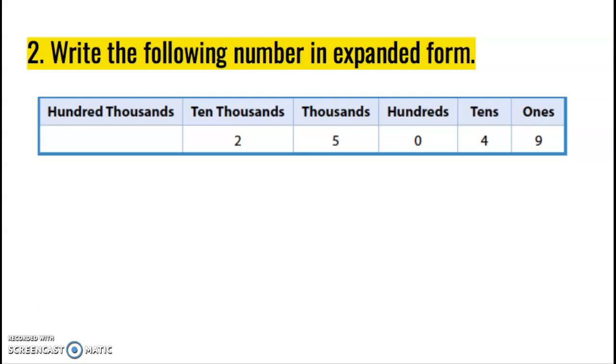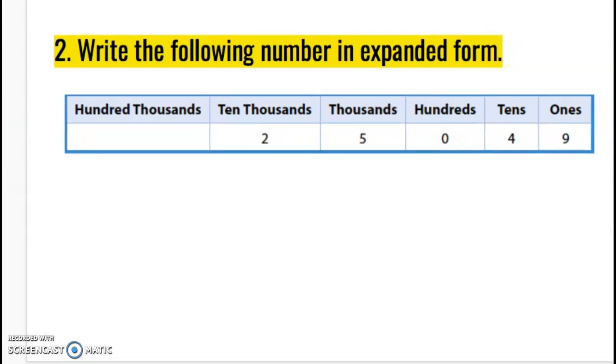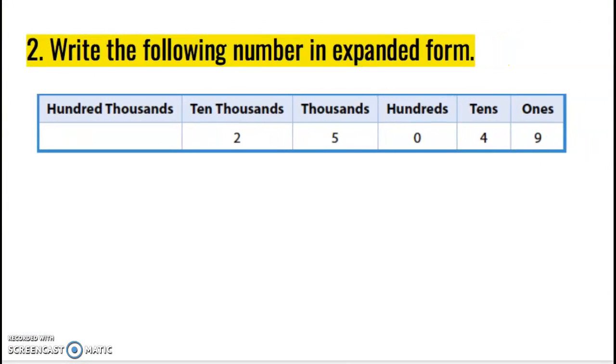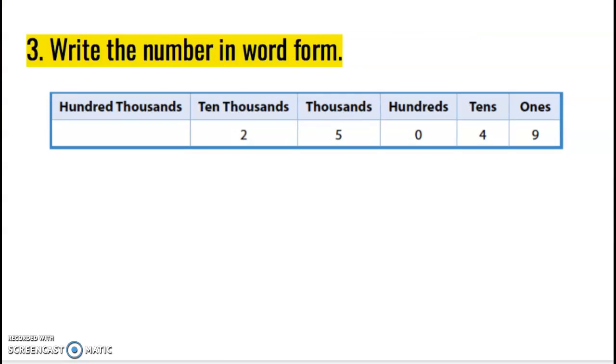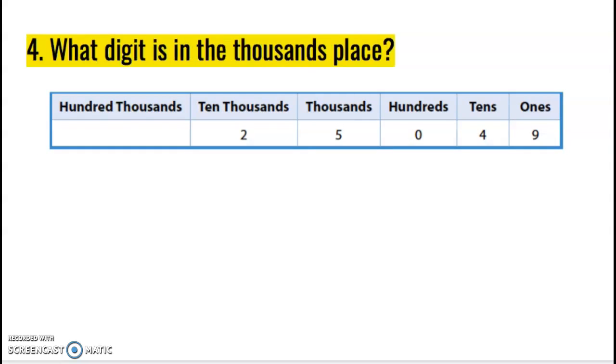Number 2 is write the following number in expanded form. Just like we've done before, we've taken the chart, they're going to regurgitate what the number is, but they have to remember from earlier what the expanded form is. Number 3, they're going to write it in their own words, what it is in number form.